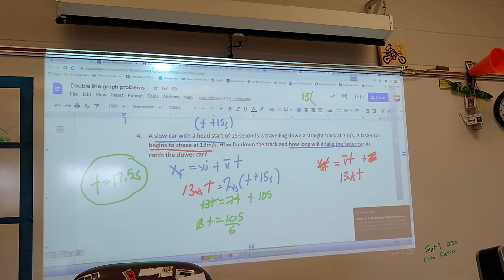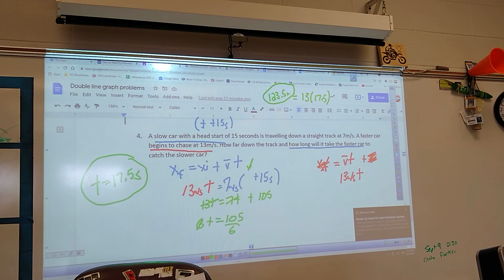13t is 13 times 17.5. What answer would we get there? Y'all calculate that real quick. You get what? 227.5 meters. I like that. Now let's put 17.5 into this equation. Somebody yell out, what is 13 times 17.5? Yeah, it's got to be 227.5. Sorry, people at home. Somebody yelled out the wrong answer. All right, there we go.